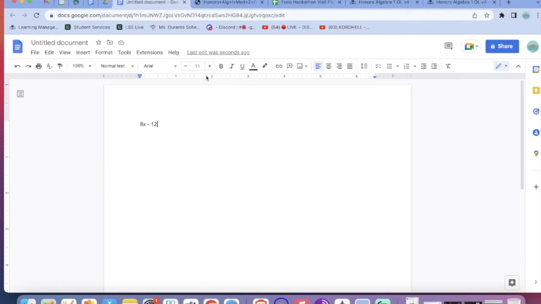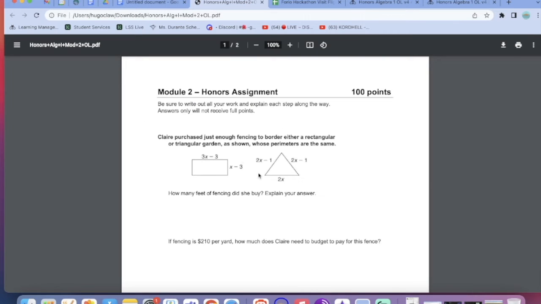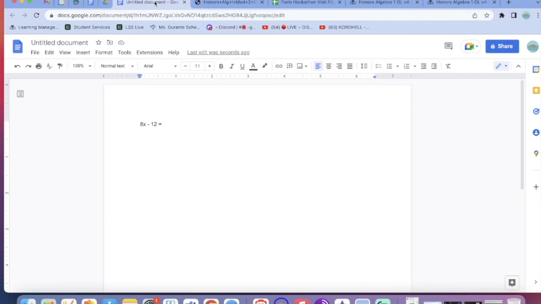Now if we want to do the triangle, we can just use an equal sign. It's 2x plus 2x plus 2x minus 1 minus 1. So that's 6x minus 2. Now that we have this information, we can do some calculations in order to figure out what x equals.